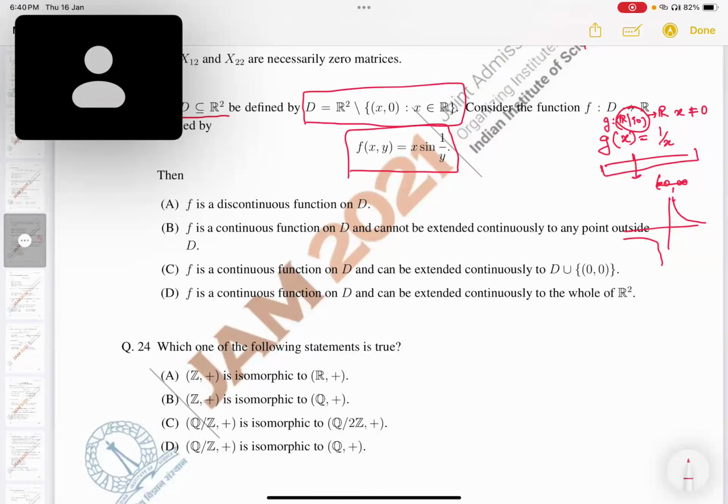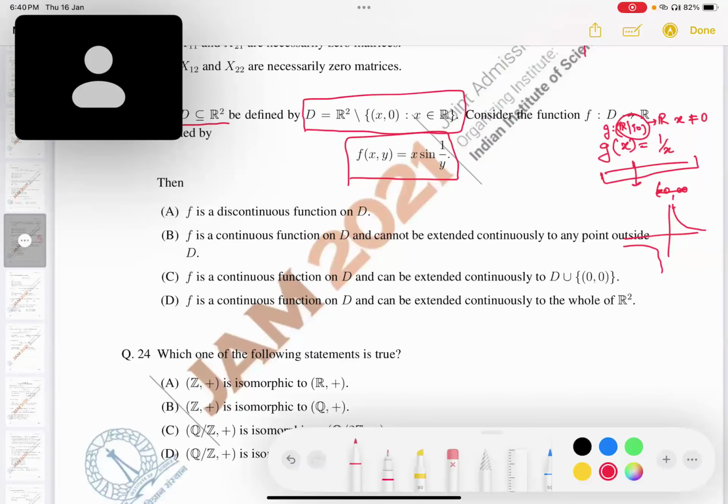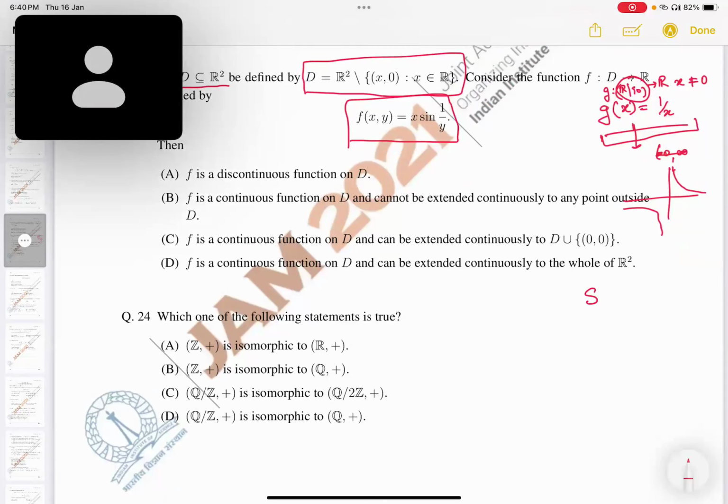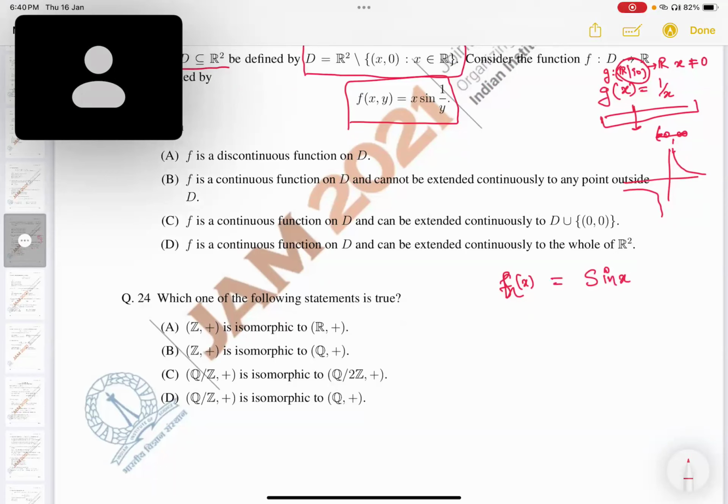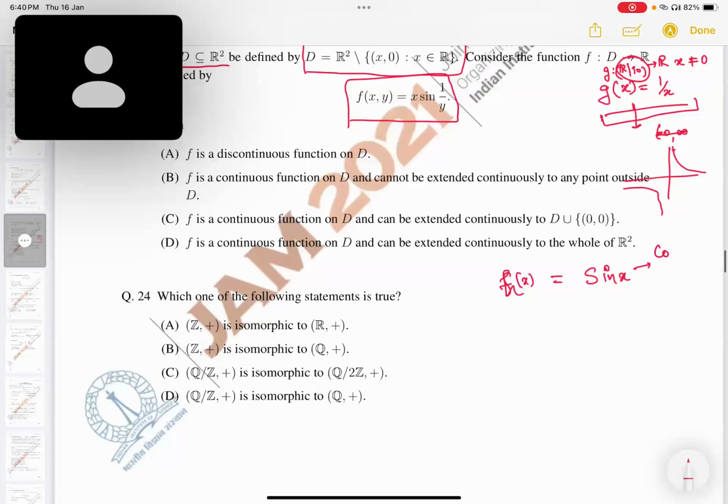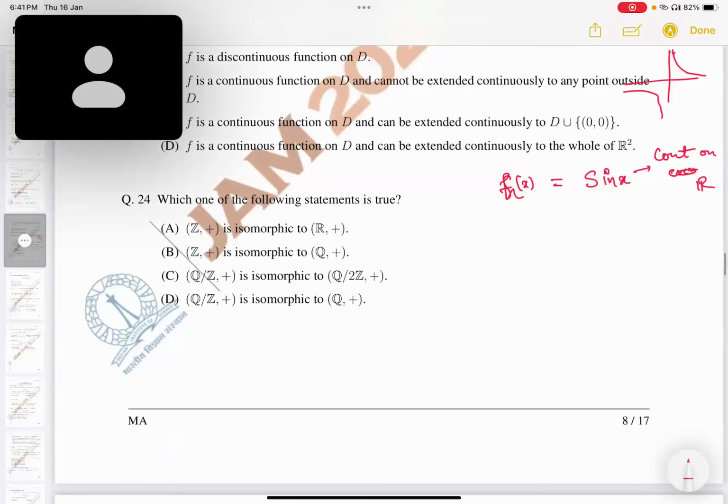Okay. Now I can ask you this. Suppose this is your function, say h of x equals sine x. Where is this function continuous? Everywhere. So this is continuous everywhere on R. Now take this composition, sine 1 upon x. So f is already there, so take h as sine x. Now I'm asking where this function is continuous.